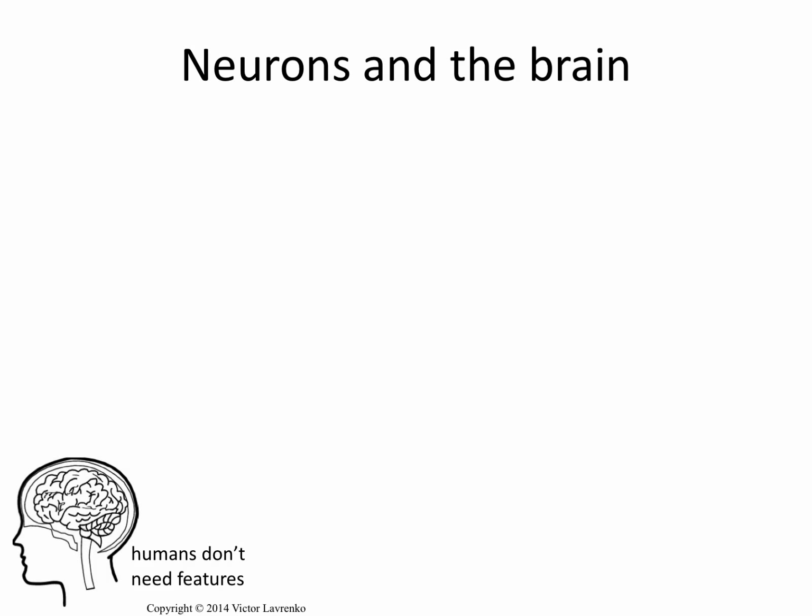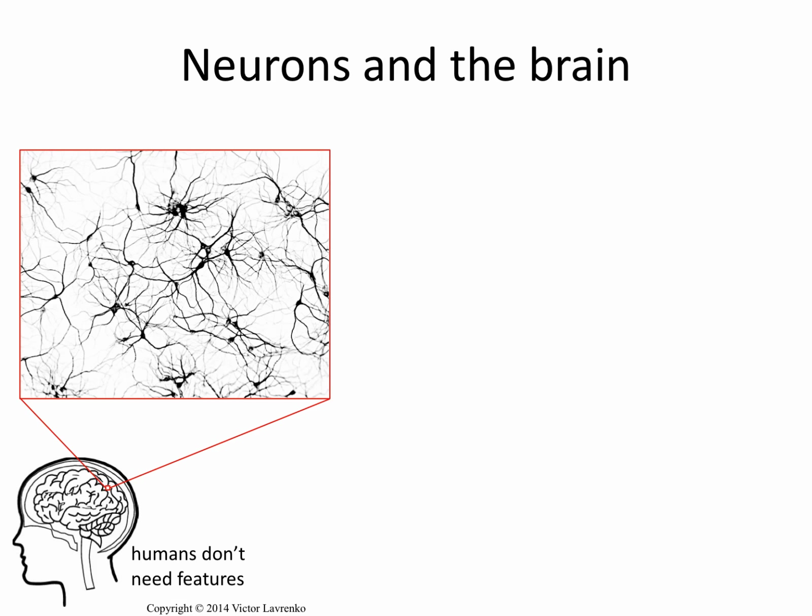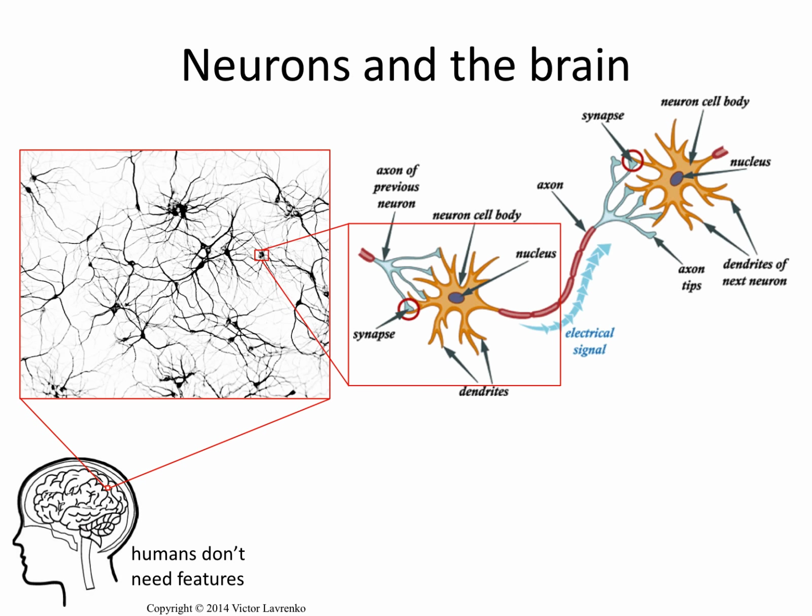Human brains don't seem to need a feature representation. So if you take a human brain and try to open it up and look at what it looks like inside, it looks kind of like that. That's what our brains look like under a microscope. And if you zoom in further on one of these little clumps, what you'll see is individual cells. They're called neurons, and they look like that.